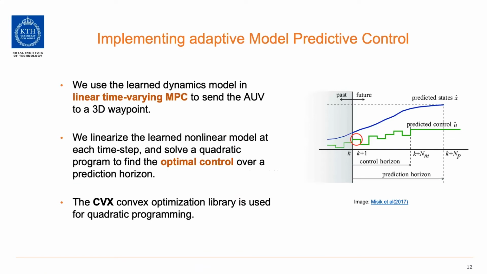So to implement this, we can use that learned dynamics model that I just presented and put that into linear time varying MPC. And then we can send the AUV from 0, 0, 0, from the origin, to a waypoint in 3 dimensions. To do that, we linearize the nonlinear model at every time step. And then we solve a quadratic program. That's a form of optimization problem. And then by solving this quadratic program, we find the optimal control over a certain prediction horizon. And to do all of this, we use this library called CVXPY, which performs convex optimization.